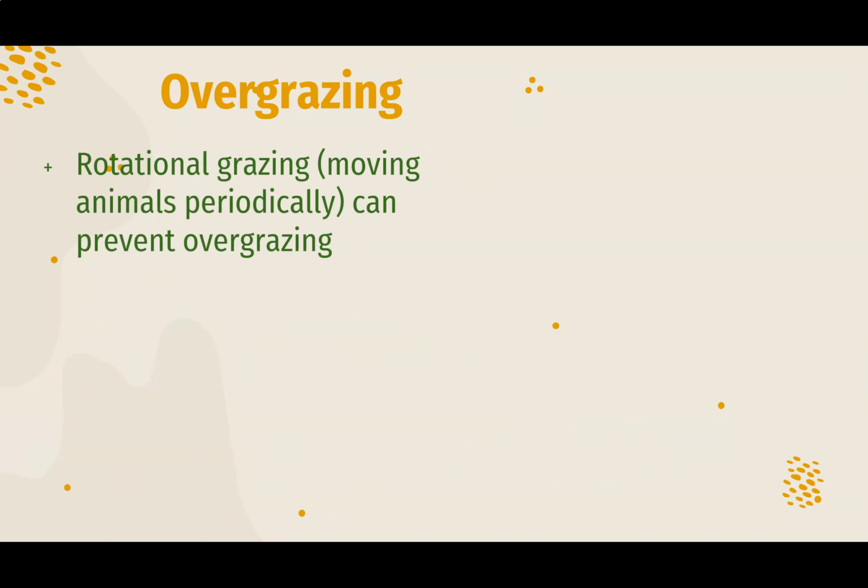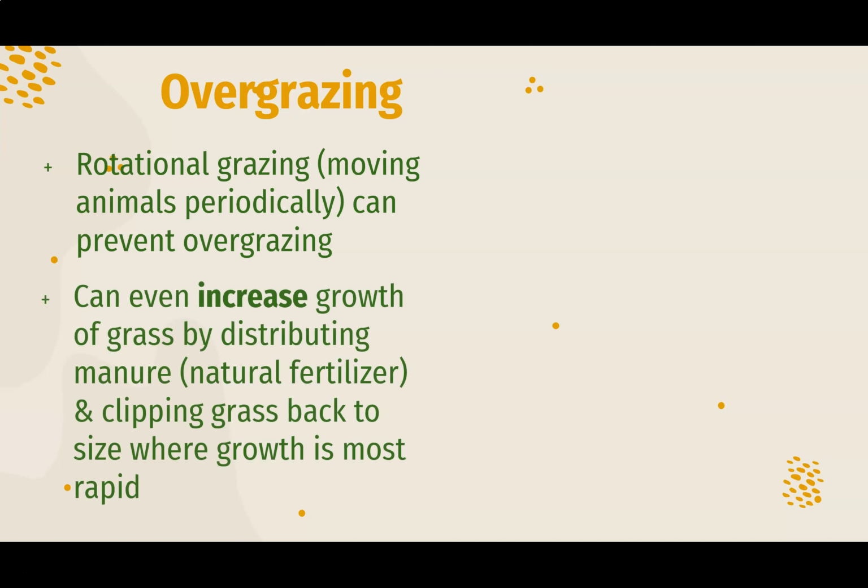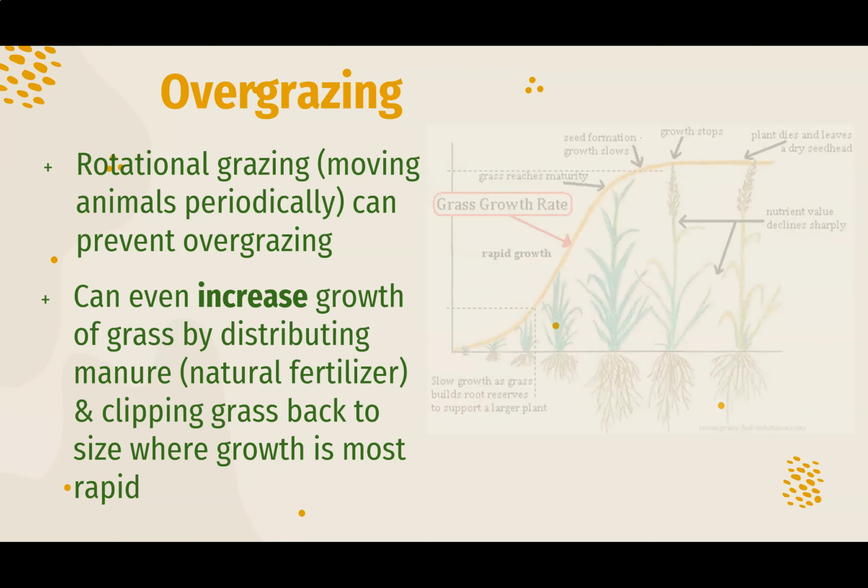So they do what's called rotational grazing, very similar to what I showed you in that picture. This allows the animals to move from one position to another. And this will allow the increase of growth, which is nice. And the manure gets distributed, it becomes a natural fertilizer, and this will help the grass grow quicker.